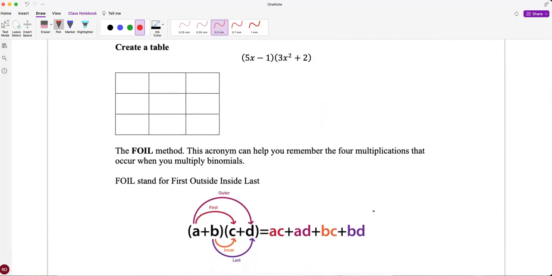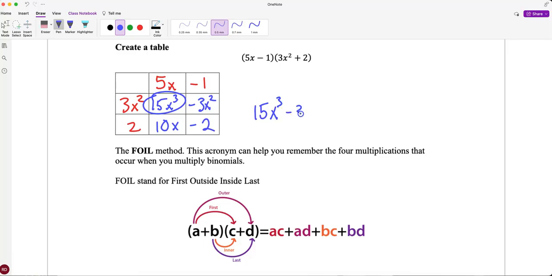Another way that people do the same problem is creating a table, and I think this is a good method for when you're starting out doing this. 5x minus 1, 3x squared, and 2. You get what? 15x cubed, minus 3x squared, 10x, and minus 2. The nice thing about this method, you've got the blanks there, so you know you have to fill in every blank to get the values. Then your answer here is going to be 15x cubed minus 3x squared plus 10x minus 2.